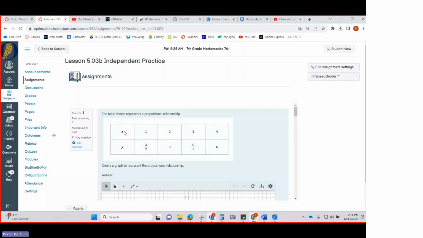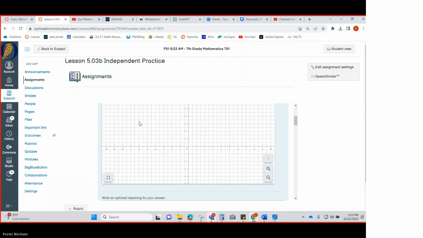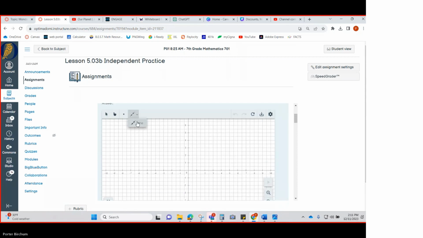This table is awesome. It tells us what the x's are and what the y's are. It also tells us that it's a proportional relationship. That means that when x is 0, y is 0. We've learned from the beginning of this unit that a proportional relationship is always two things, a straight line and goes through 0, 0. So click my line function, not the button function.